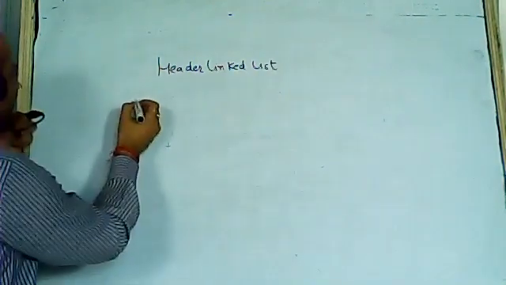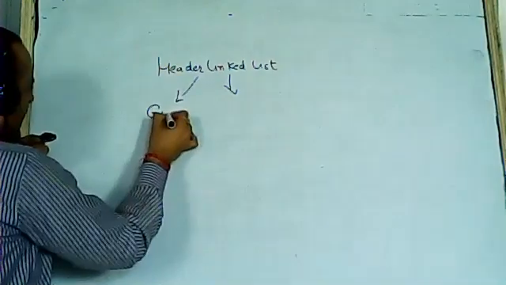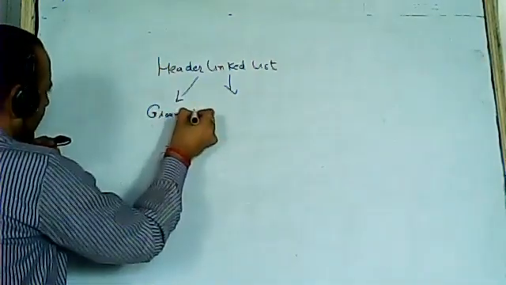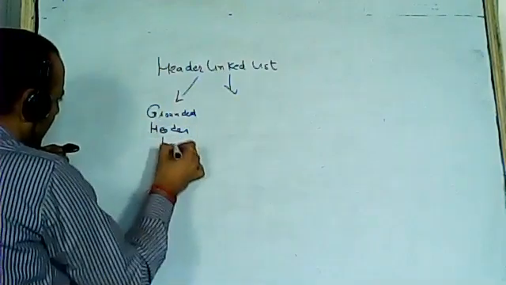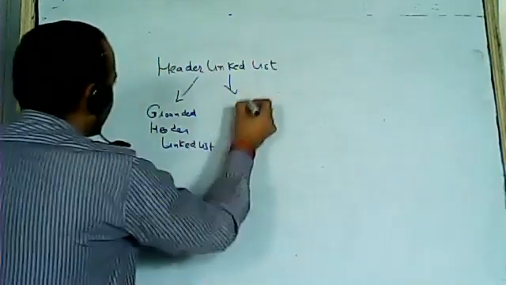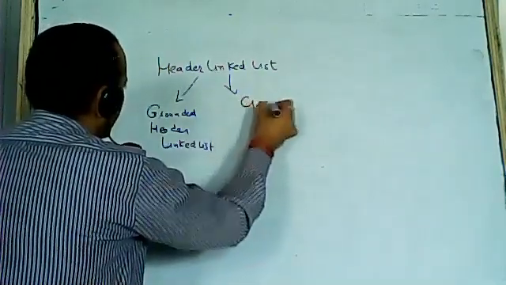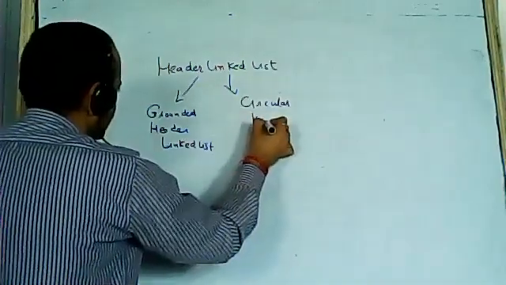So a header linked list is a linked list. Basically it is of two types. One is called grounded header linked list, and the second is circular header linked list.